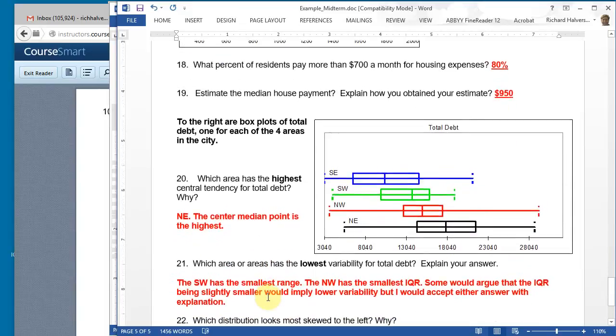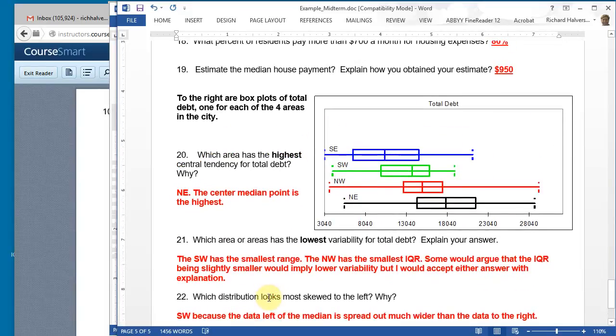All right, what's next? These last three problems here, we're going to look at these box and whisker plots of total debt in 4 areas of the city. So we've got a southeast area, a southwest area, a northwest area, and a northeast area. And these are box plots which are nice and help us show median, range, interquartile range, and so on. So which area has the highest debt, highest central tendency for total debt?